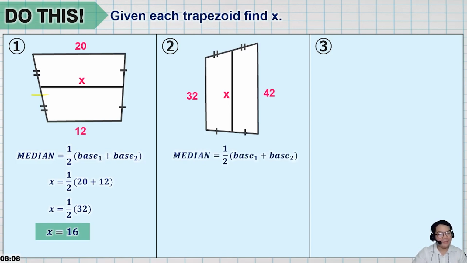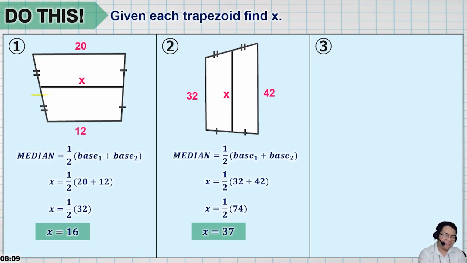So, using the same formula, all we need to do is to add 32 and 42 and that's gonna be equal to 74. At kuhain nyo yung kalahati niyan para makuha yung measurement ng median. And that's gonna be equal to 37. Siguro dun sa 27, nagkamali lang ng type, or ng divide. Anyway, let's proceed to the third item.